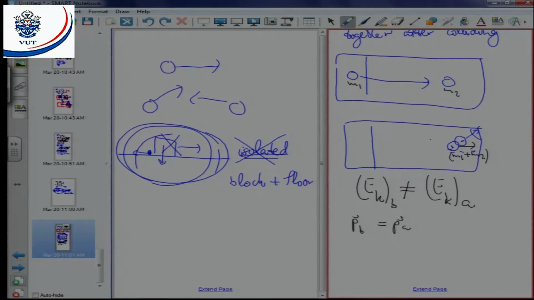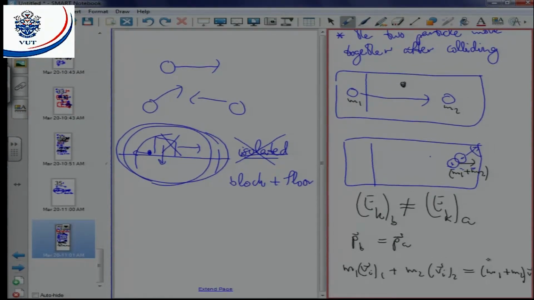Actually, this diagram is wrong. It should be moving in the x direction to conserve the y momentum, because before there was no y momentum, but it's just for the purpose of showing you how it moves. So here we will have mass 1 times the initial velocity of particle 1, plus mass 2 times the initial velocity of particle 2. This is equal to, remember afterwards they stick together, so the total mass m1 plus m2 will then have a speed v. Okay, so that's the key. The key is afterwards these two would then move together.